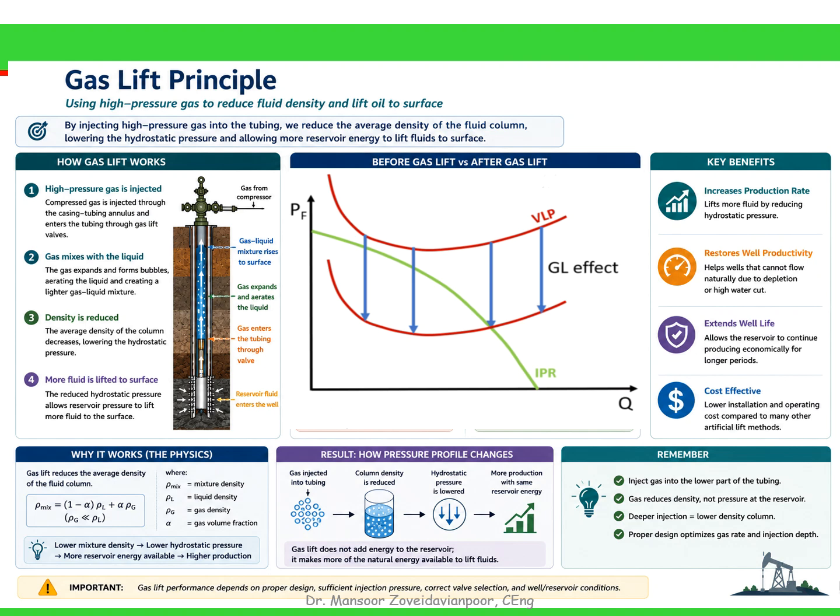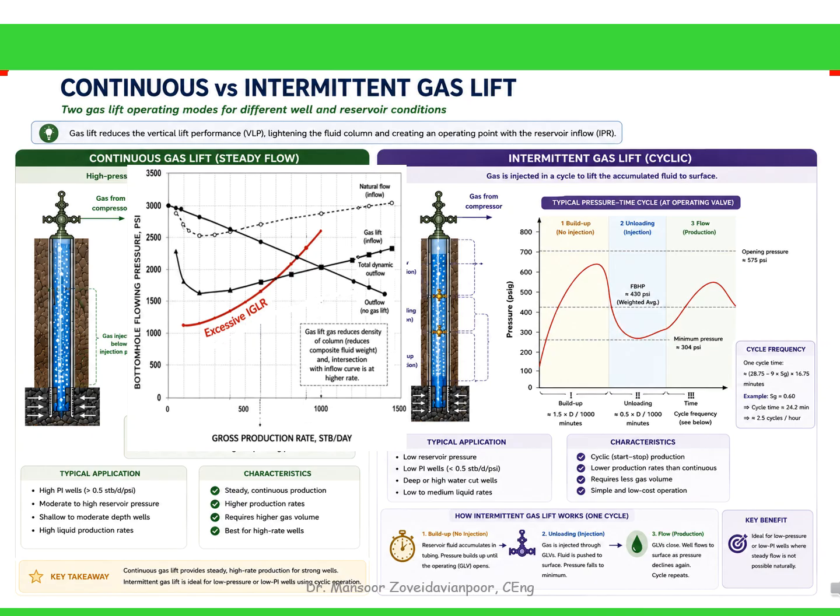Now that we understand the principle, let's look at the two main ways gas lift systems are operated: continuous gas lift and intermittent gas lift. This slide introduces the two main operating modes of gas lift: continuous gas lift and intermittent gas lift. Let's start with continuous gas lift, shown on the left.